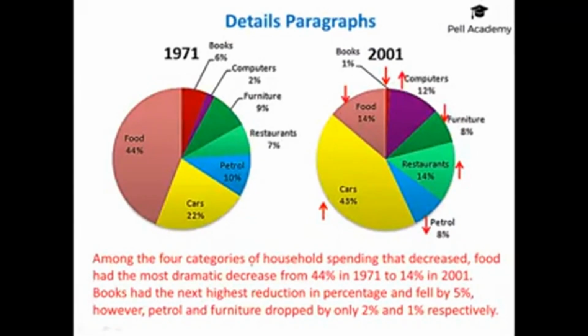Okay, so I pretty much said what the categories are, so the 4 that have decreased is what I'm going to be talking about here. And then I said that food had the most dramatic. So basically I'm just pointing out that this is the most significant one, so I'm going to give that a bit of extra attention, and I've given the percentage for both years.